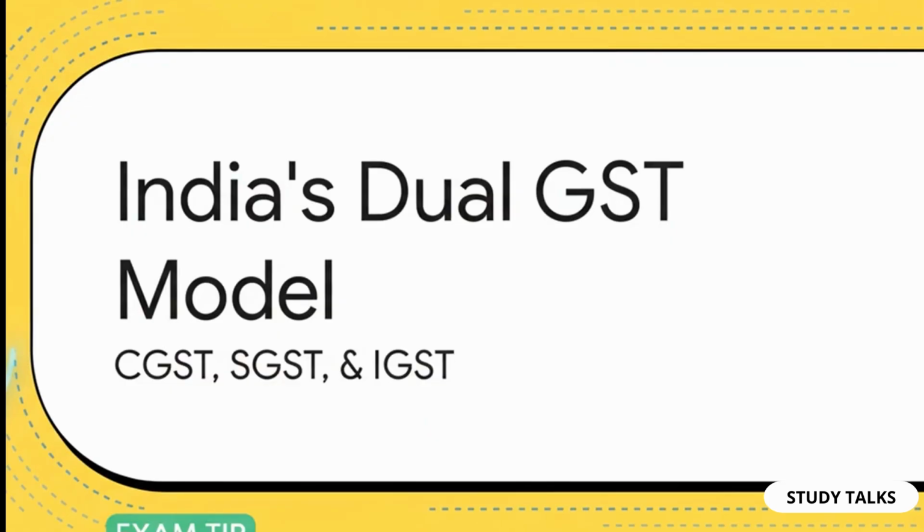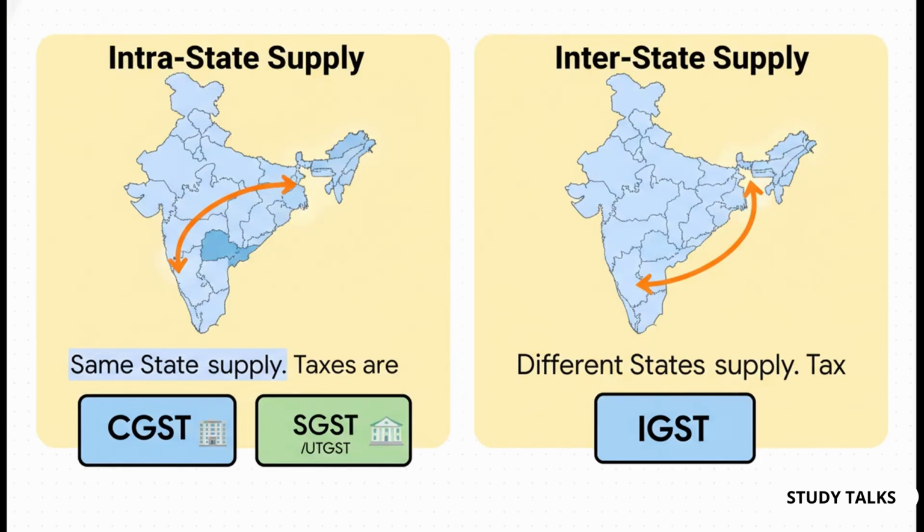All right, so we've nailed the why of GST. Now let's get into the how. Specifically, how this all works in India's federal system. And you really need to pay attention here, because this is crucial for all the practical problems you'll face in your exam. In India, GST is split depending on where the sale happens. It's pretty straightforward. If a sale happens within the same state, say from Mumbai to Pune, we call that an intrastate supply.